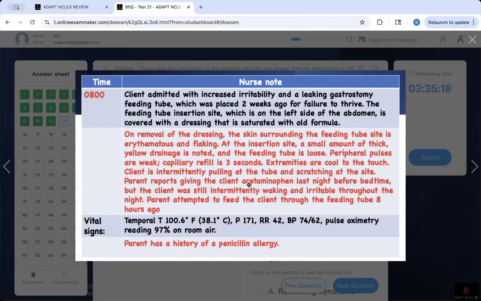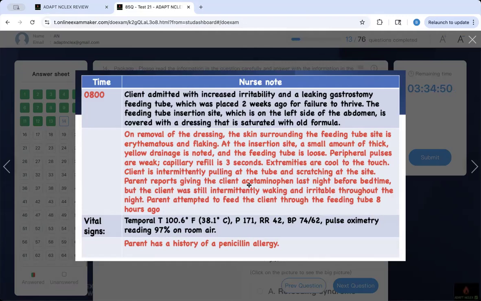The feeding tube insertion site, which is on the left side of the abdomen, is covered with a dressing that is saturated with old formula. That means it's leaking. Is it infected? I don't know. On removal of the dressing, the skin surrounding the feeding tube site is erythematous and swollen. That means infection. At the insertion site, a small amount of thick yellow drainage is noted, and the feeding tube is loose. Infection.